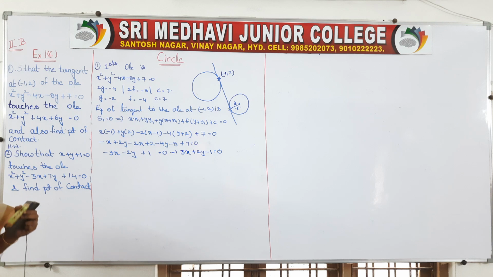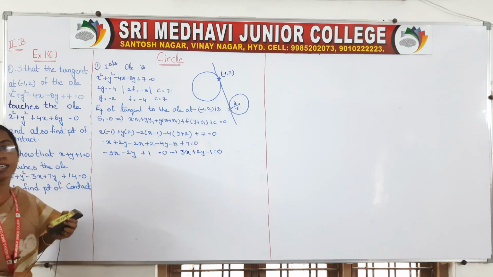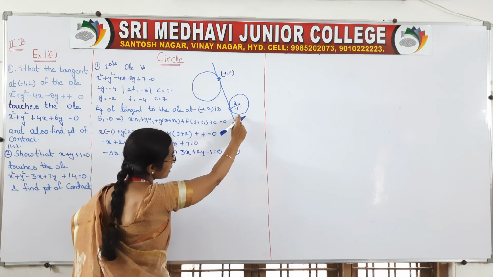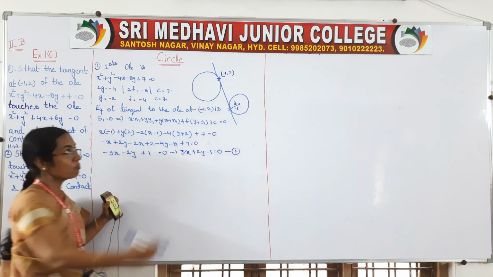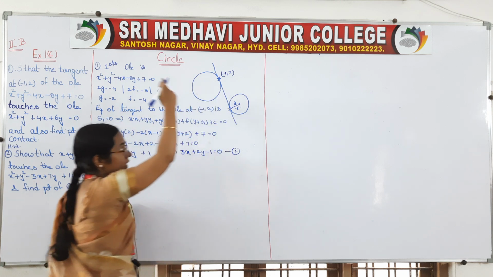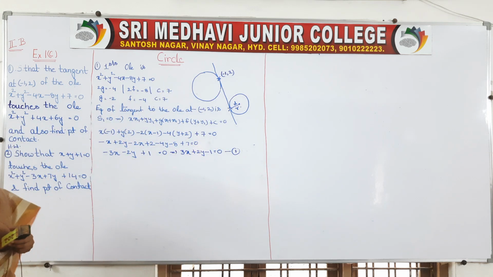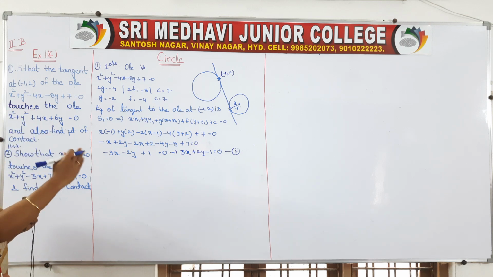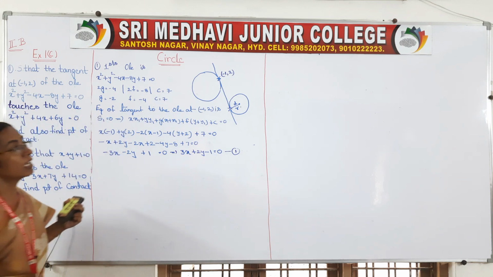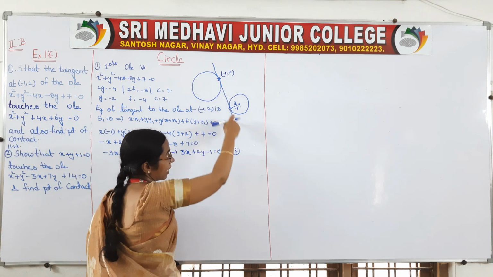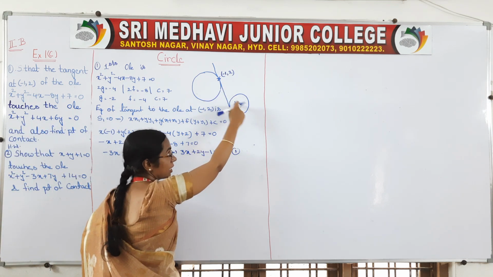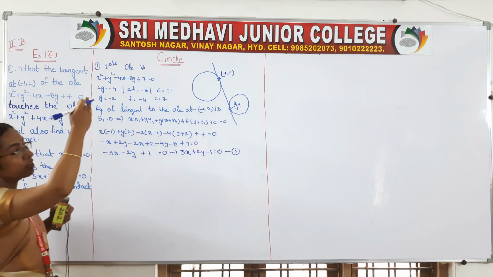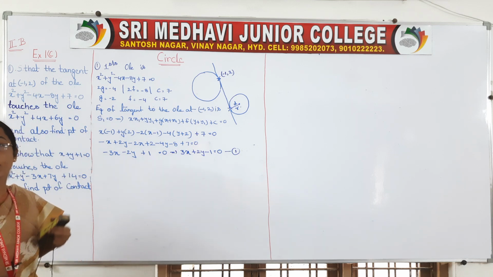So this is the tangent to the first circle, right? So we have to prove that it touches the second circle. First, this is nothing but the tangent to the first circle. We have to show that the tangent to the first circle touches the second circle. We can say any line touches the circle if D is equal to R of that second circle, then we can say that that line touches the circle.